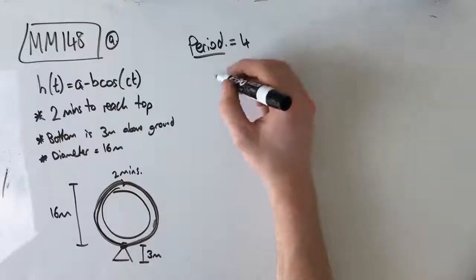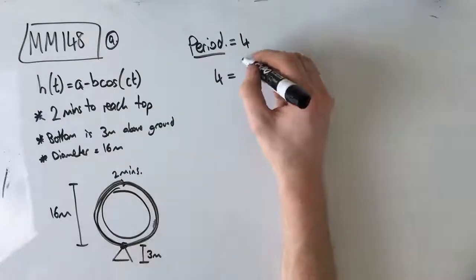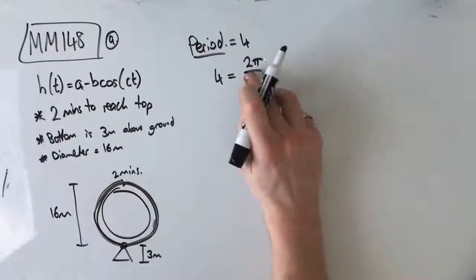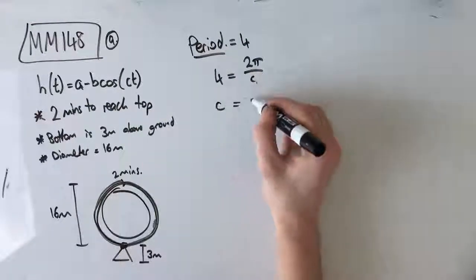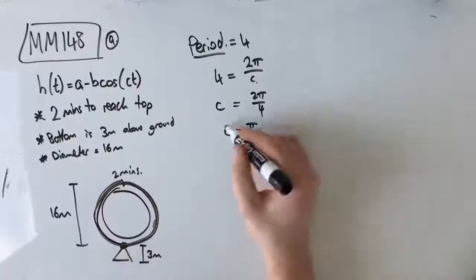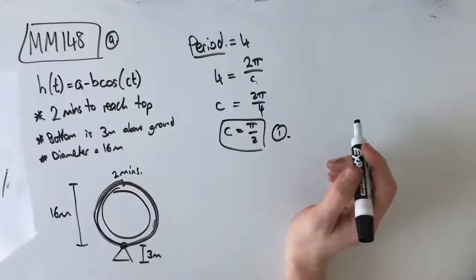If the period is equal to 4, remember our sine and cos period equation is 2 pi over b, and in this case our b is actually c, our coefficient, which means that c is equal to 2 pi over 4, which equals pi over 2. So our value of c is pi over 2. There's our first mark. Awesome.